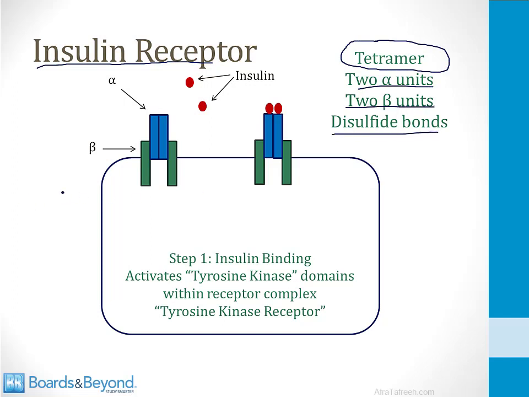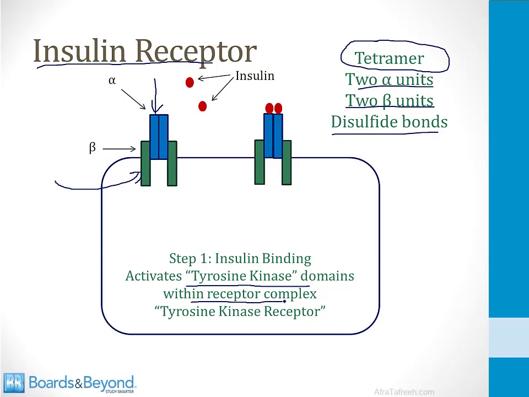If you look at this picture on the right side of the screen, the green bars are the beta units, the blue bars are the alpha units. You can see that the alpha units are extracellular and the beta units are transmembrane portions of the receptor. Insulin can bind to this receptor. That's the first step in insulin exerting its reaction. And when it binds to this receptor, it activates so-called tyrosine kinase domains within the receptor complex. We'll talk about what that means in a minute.